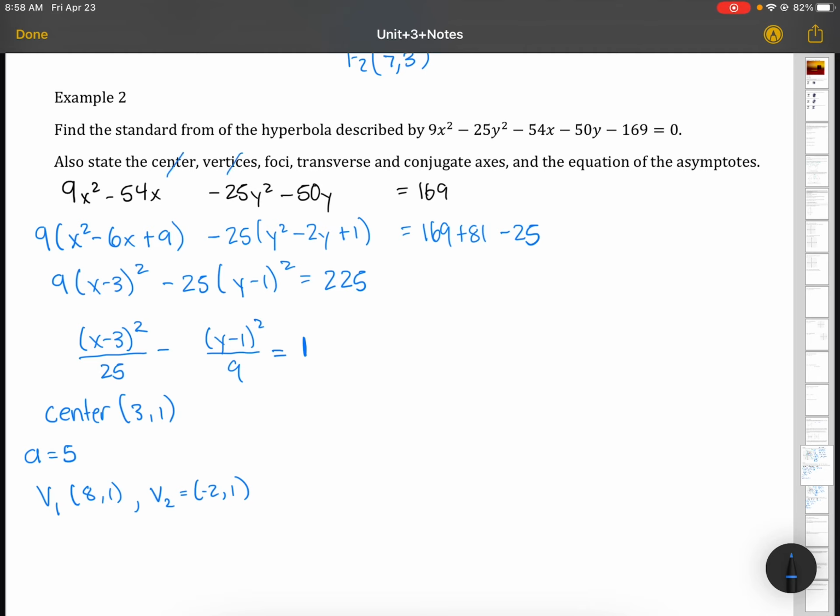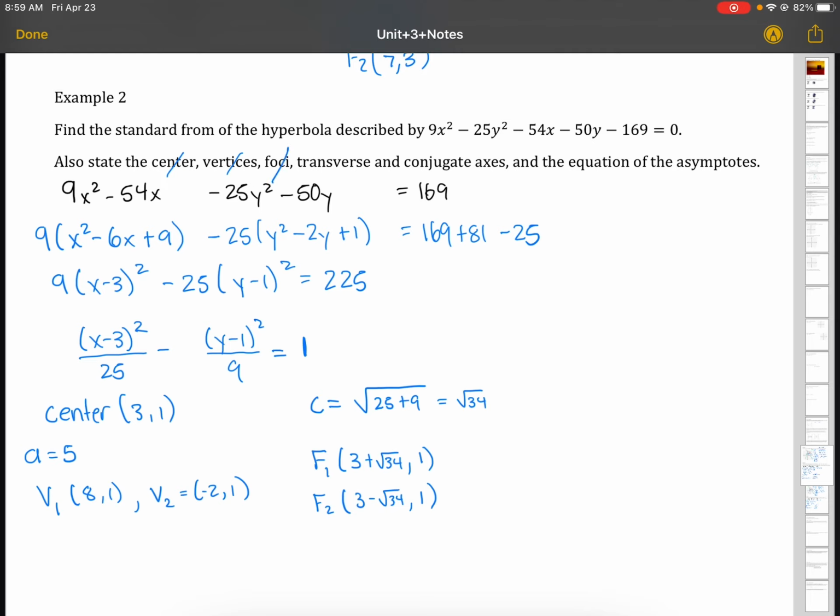The focus. So for the focus, we need C. So C is going to equal the square root of 25 plus 9, which is the square root of 34. So from our center, we need to add the square root of 34. So focus 1 is 3 plus the square root of 34, 1. And the second focus is 3 minus the square root of 34, 1. And since we're not graphing this, you don't have to give me a decimal or anything. You can give me the exact value.